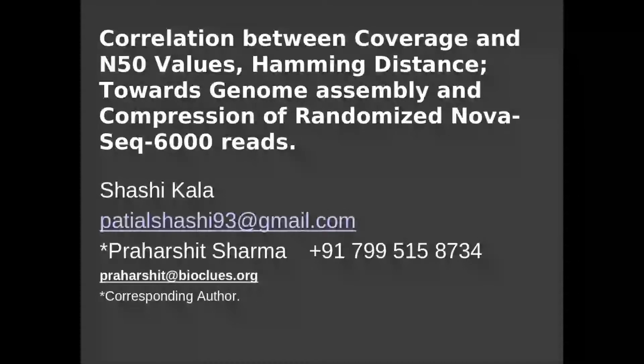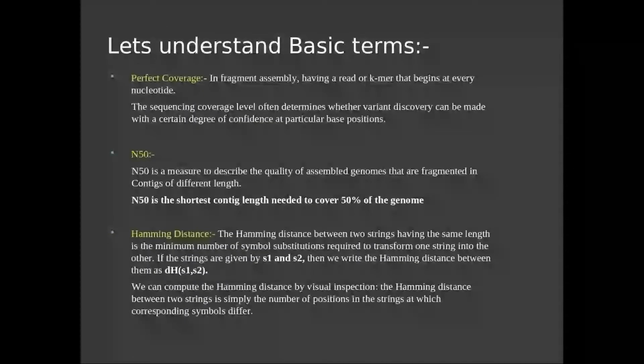Our video abstract presentation for LanBix-2021, the first Sri Lankan bioinformatics conference, is on the topic: correlation between coverage and N50 values and Hamming distance, all three of which are essentially dimensionless quantities, towards genome assembly and compression of randomized Novaseq-6000 reads. Novaseq-6000, as we know, is the benchmarked NGS sequencer used for whole genome sequencing data generation at the Centre for Brain Research, Indian Institute of Science, Bangalore, the nodal coordinating institute for the Genome India project sponsored by the Department of Biotechnology, Government of India. So let's understand the basic terms.